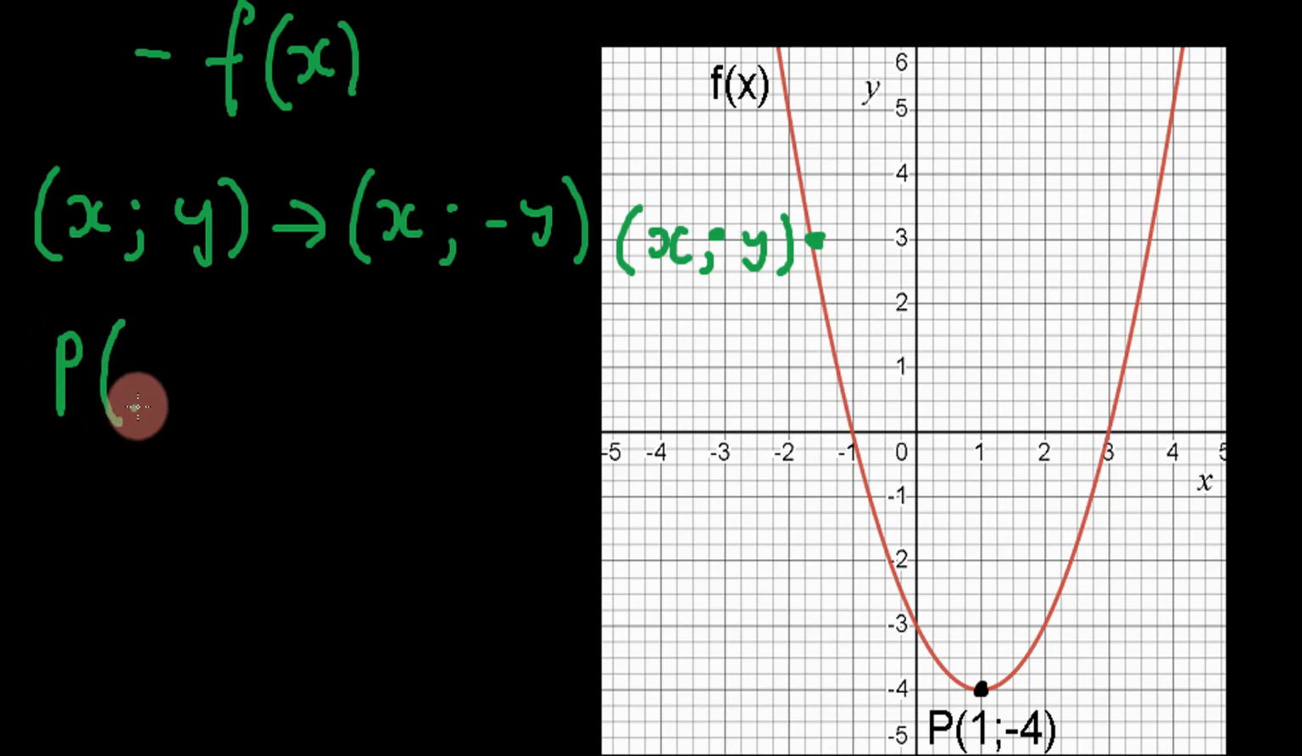Let's take a few points on this graph. The turning point P, which has coordinates 1, negative 4.